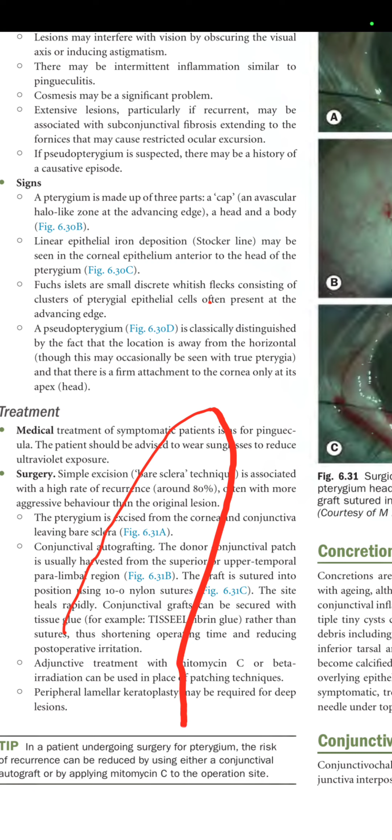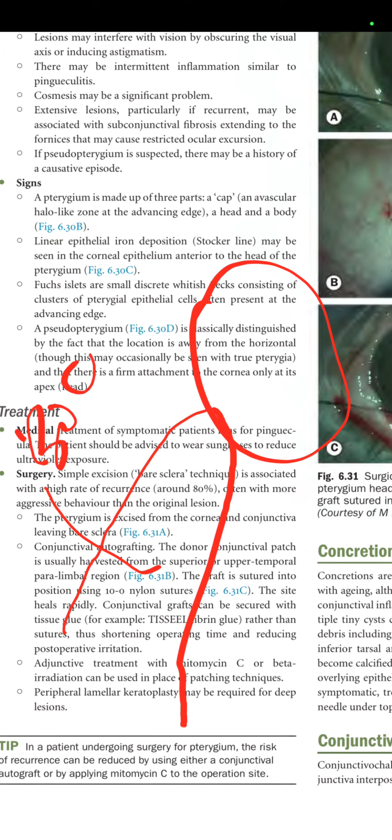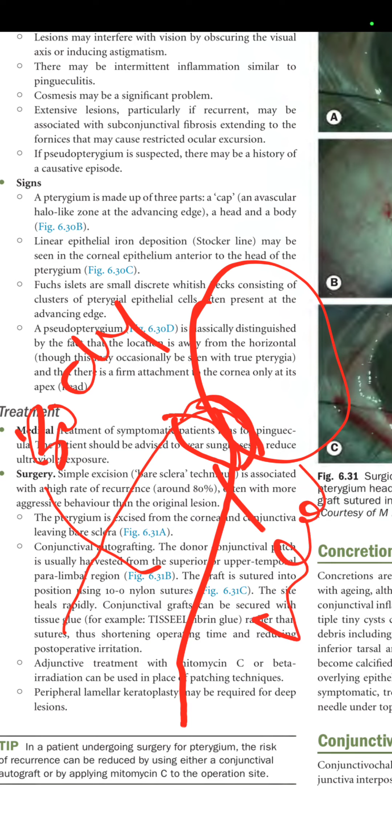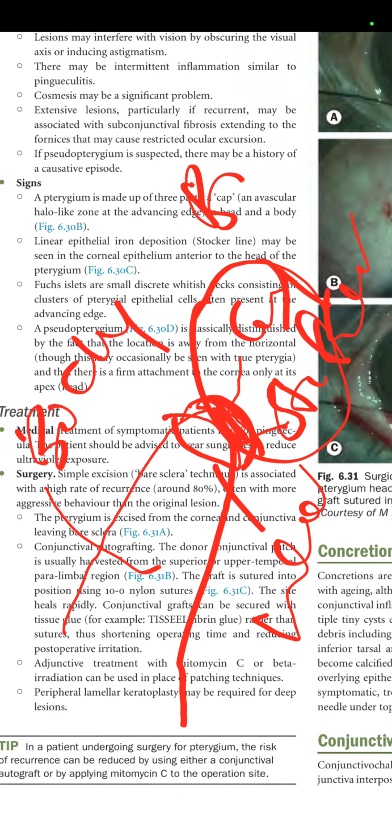So you can see that this is a pterygium and this is a cornea. This is the body, very simple. This is what you call the head, and the head has a cap. Along the head there is a Stocker's line, which is basically a kind of iron deposition. It is a brownish line known as Stocker's line.